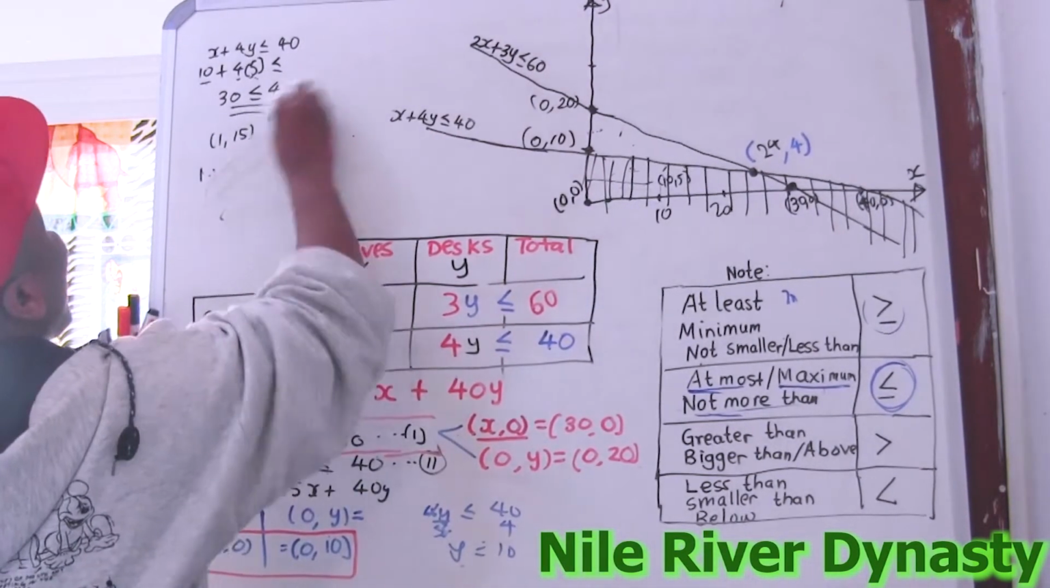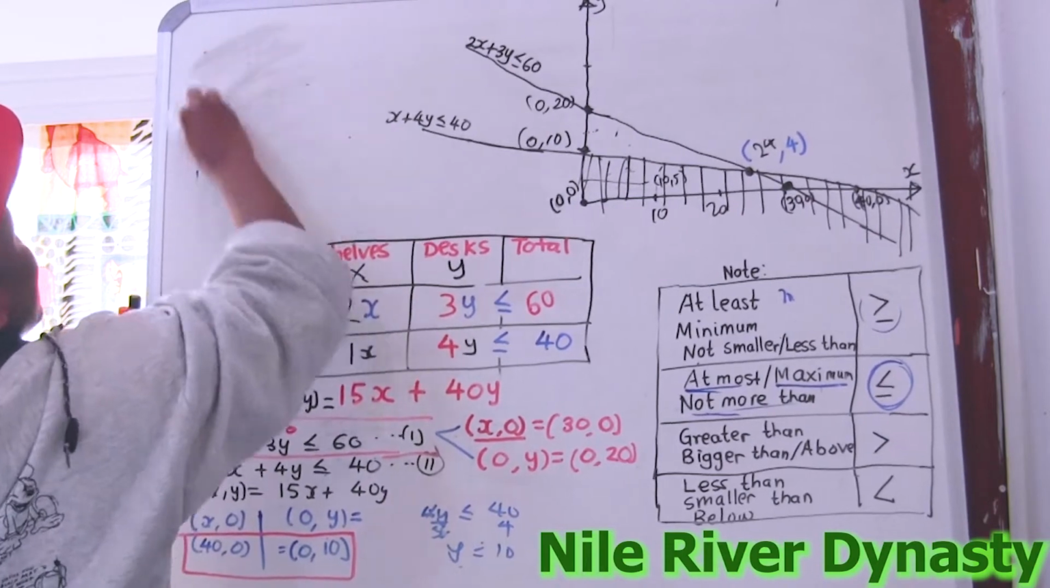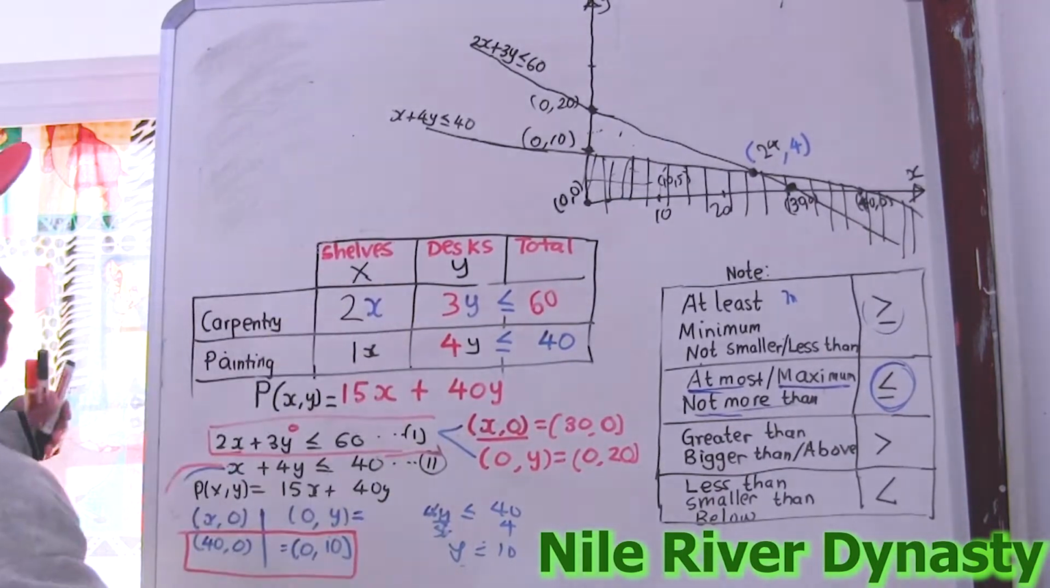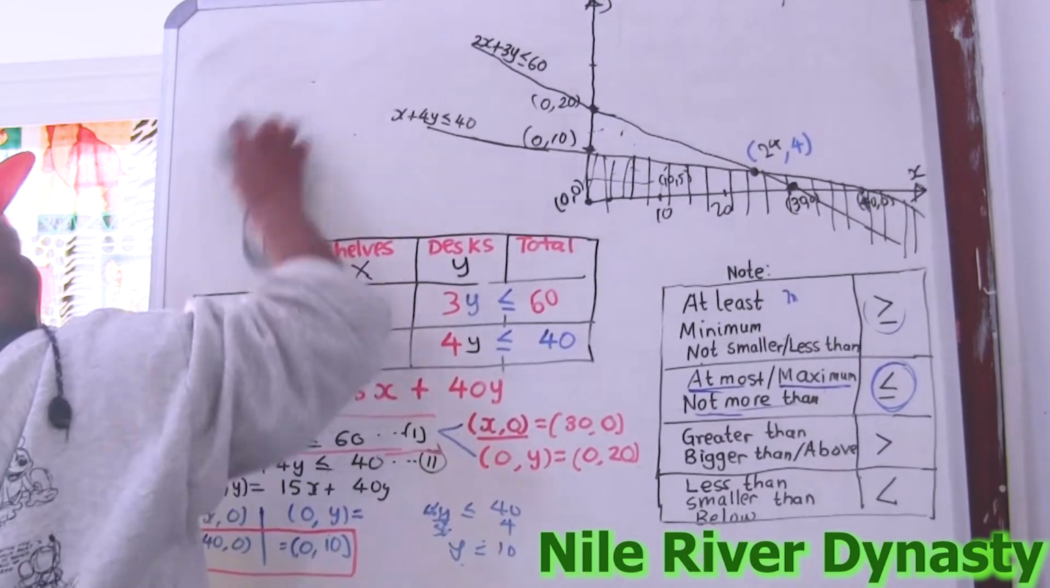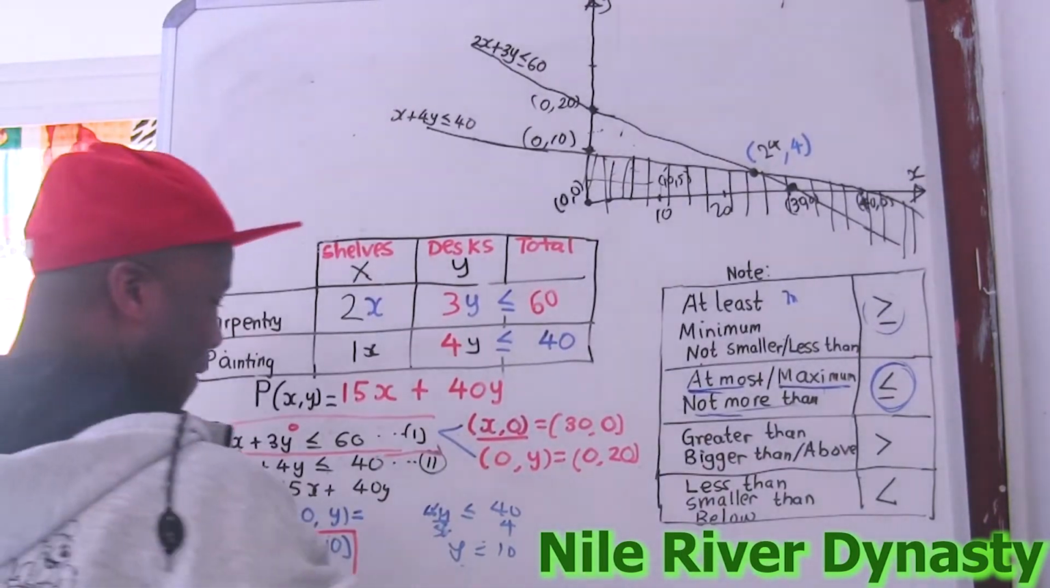Okay, so now we want to go for another line. What's the other line? Okay.